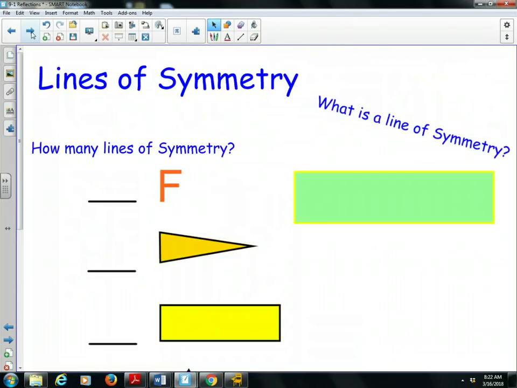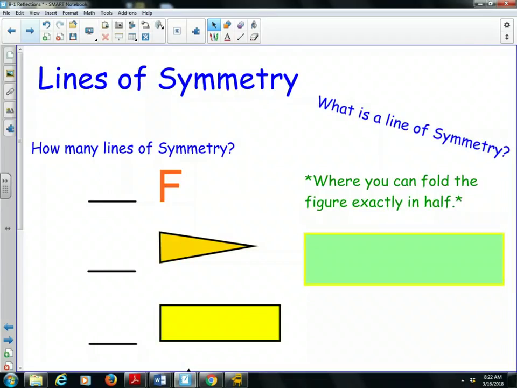For lines of symmetry, again, what is a line of symmetry? It's where you can fold the figure exactly in half. What I think of it as, it's like the crease in a piece of paper when you fold it.